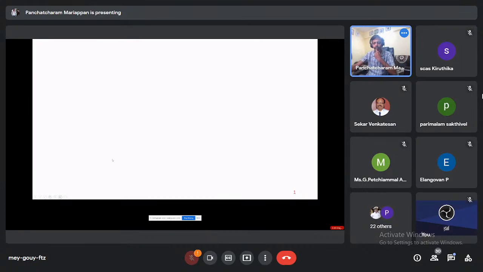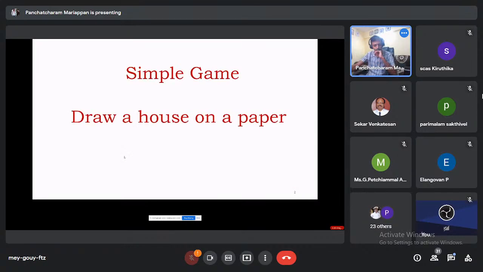Then you can say how many of you have drawn. You can just put it in the chat box, yes, if you have drawn a similar kind of house. Your time starts now. You can draw a house in a piece of paper.